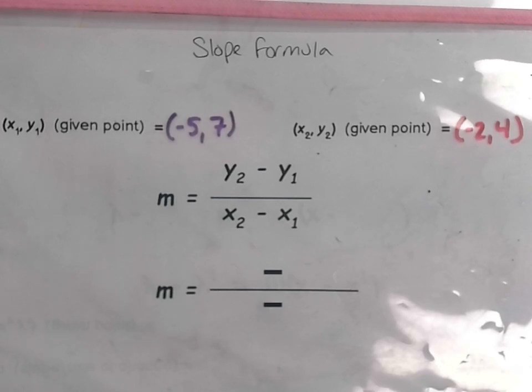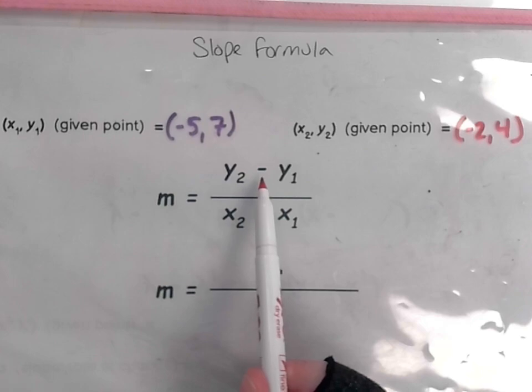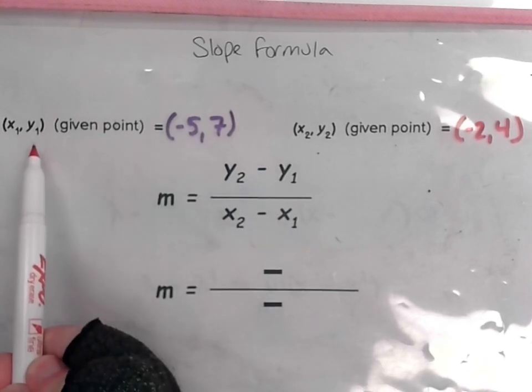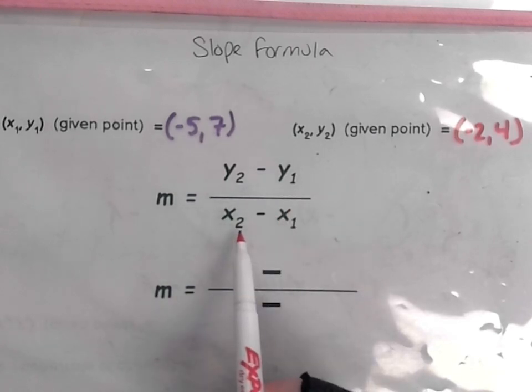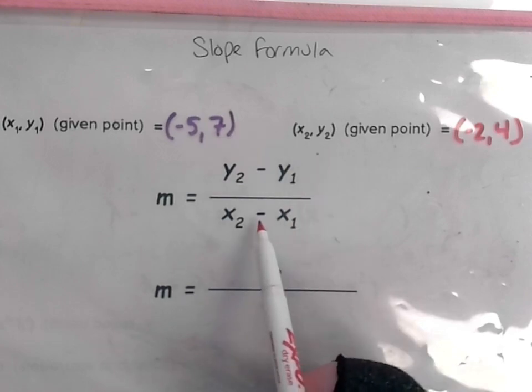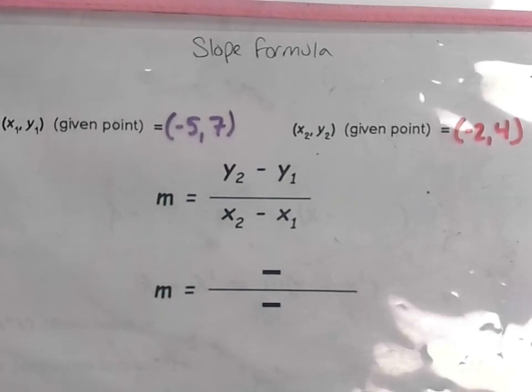Hello friends, today we are looking at calculating the slope of a line by using the slope formula. So our slope formula is m for slope equals y2, which is the y value of the second point, minus y1, which is the y value of the first point, over or divided by x2, which is the x value of the second point, minus x1, which is the x value of the first point.